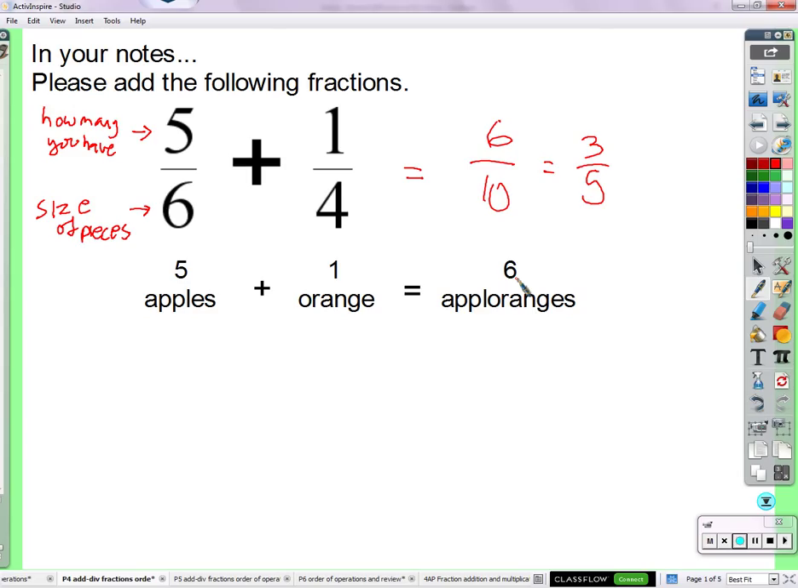Stop with hybrid fruits. This is a waste of time by now. That was what I was going to say.